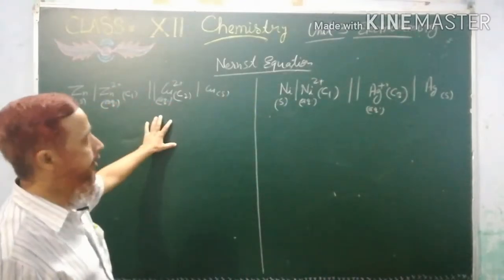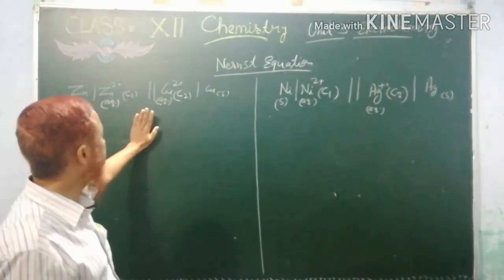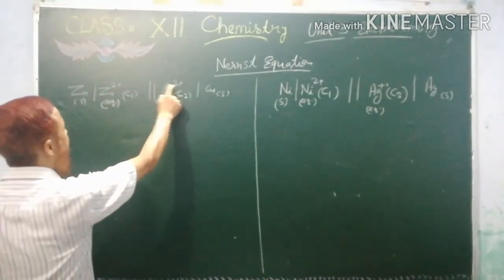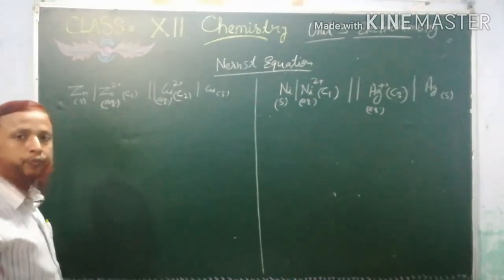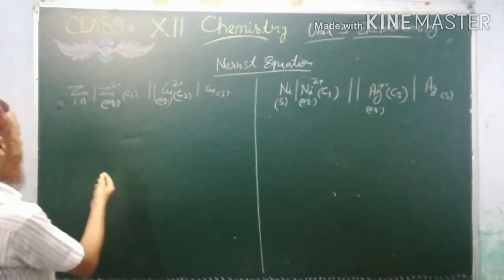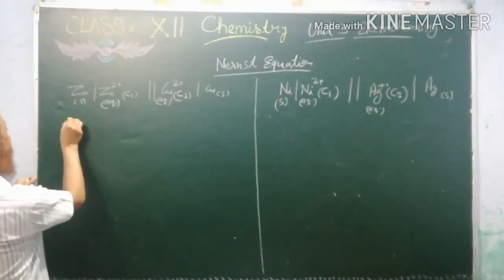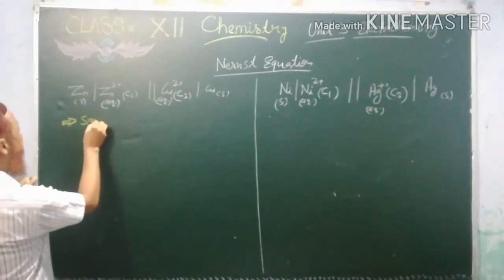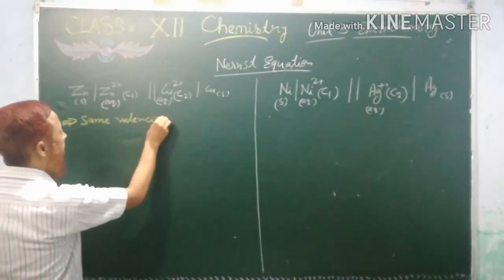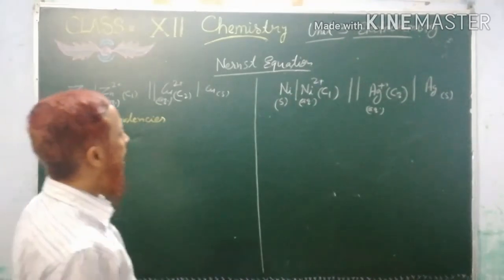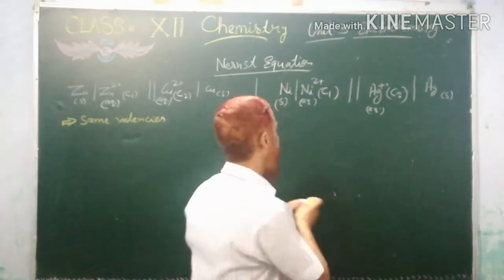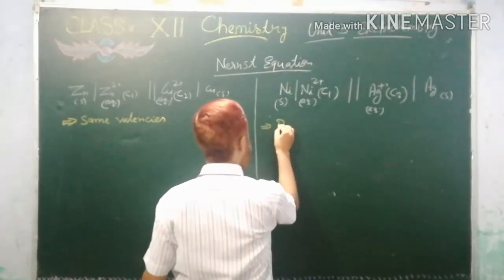See the differences between these. In this type of reaction, the charges on ions are same. Once these ions have same valency, this is the difference. Remember these terms and whatever I am speaking here. And here you can see the valencies of ions are different, means different valencies.